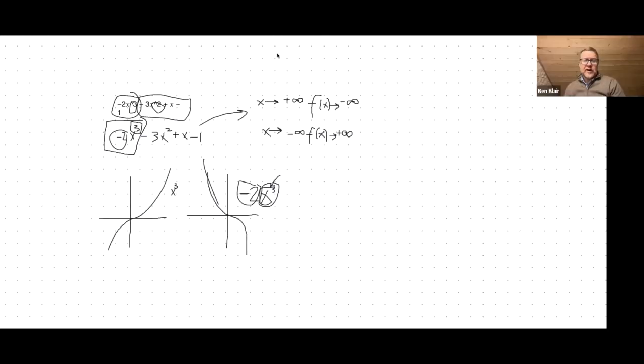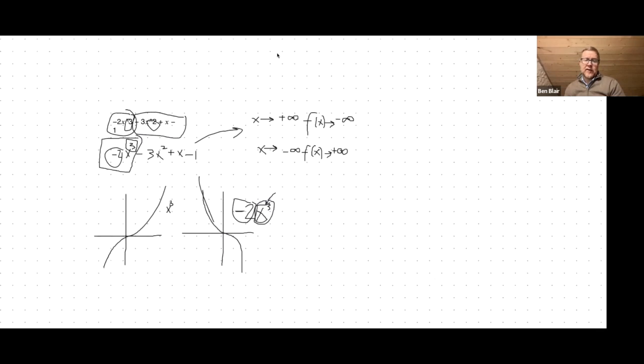So Professor Yan, are you saying the answer for this is what you've written there, that as x goes to positive infinity, f of x goes to negative infinity, and as x goes to negative infinity, f of x goes to positive infinity? That is how we would describe the end behavior of that function. Yes.